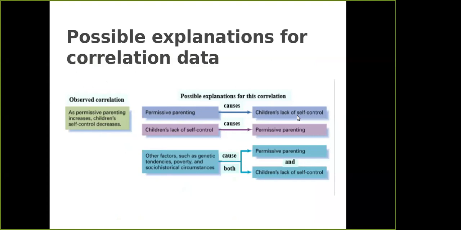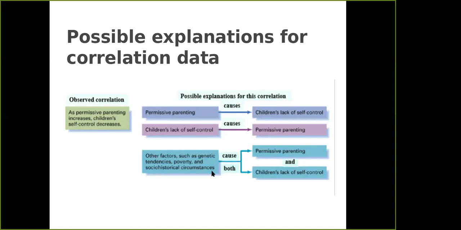It could go the other way. It could be that children who have lower levels of self-control, the parents experience that, they observe it, and so they say, hey, I'm going to back off a little bit, and they become more permissive. It could be a child that's driving that. Statistically, both of these possible explanations are just as valid as the other. The difference comes in how we interpret it. It comes from the theory.